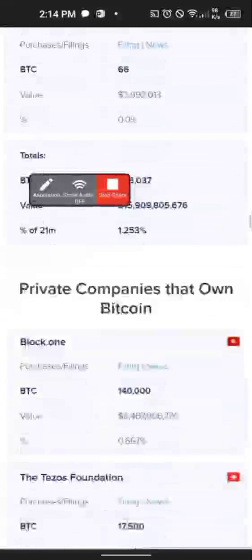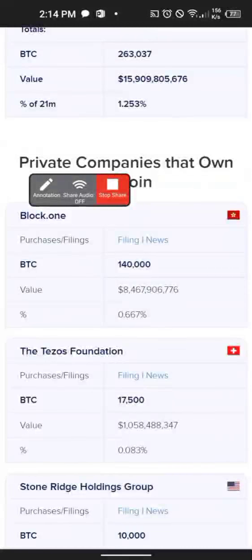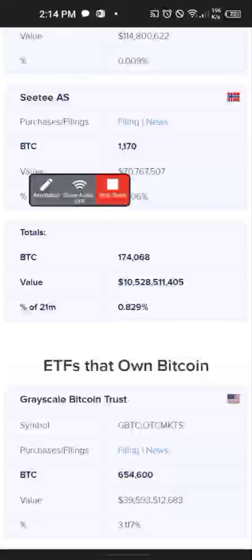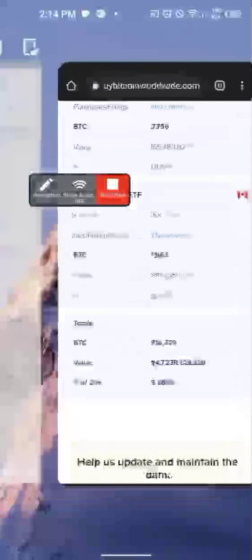Then you can talk of private companies. So you can see this one is having, in fact, so many. Just come here and check it out yourself. You'll be marveled. This is a company having 174,000 Bitcoin. When you go down, you see personal individuals who are having Bitcoin. You can check all of them here. So this is what this website is for.